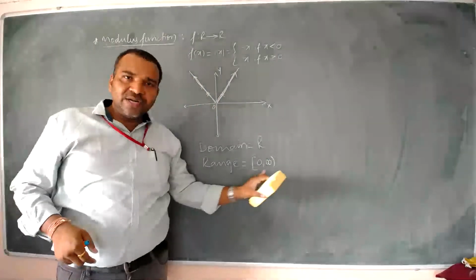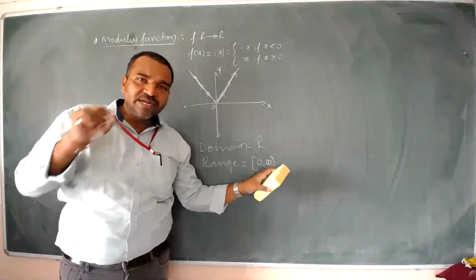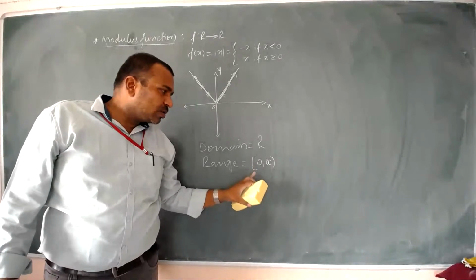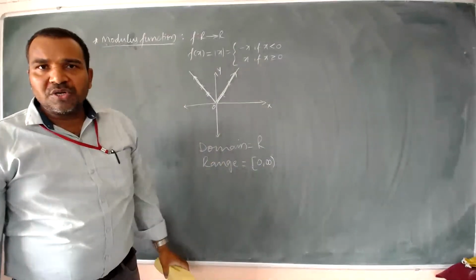Okay, 0 is included. Infinity is not a particular number, so it is not a maximum value. It cannot be closed; it is always open. So the interval from 0 to infinity, closed at 0, is the range of the modulus function.